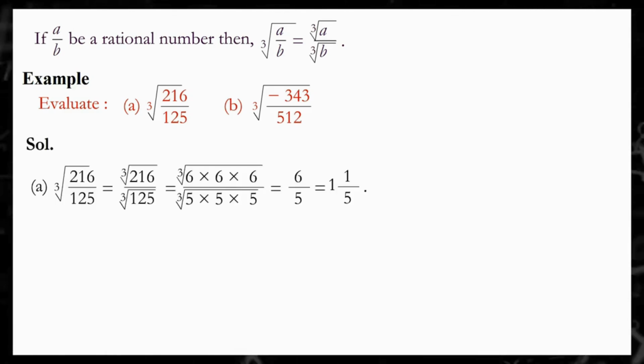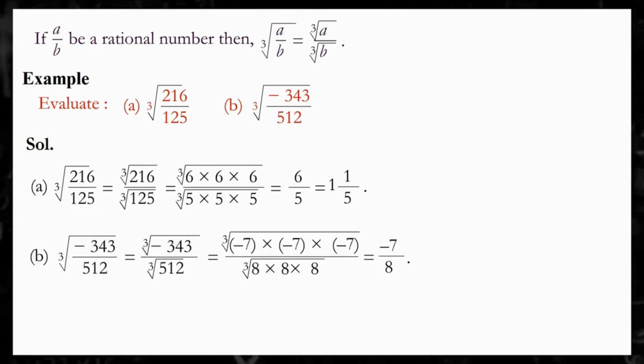Solution. A. Cube root of 216 by 125 is equal to cube root of 216 by cube root of 125, which is equal to cube root of 6 into 6 into 6 by cube root of 5 into 5 into 5, which is equal to 6 by 5. B. Cube root of minus 343 by 512, which is equal to cube root of minus 343 by cube root of 512, which is equal to cube root of minus 7 into minus 7 into minus 7 by cube root of 8 into 8 into 8, which is equal to minus 7 by 8.